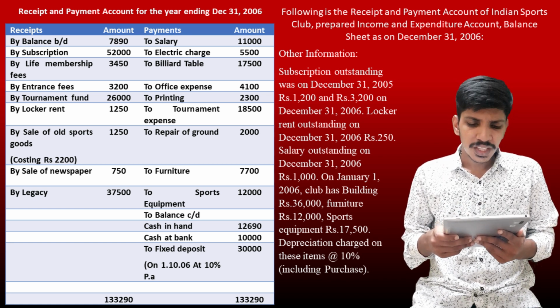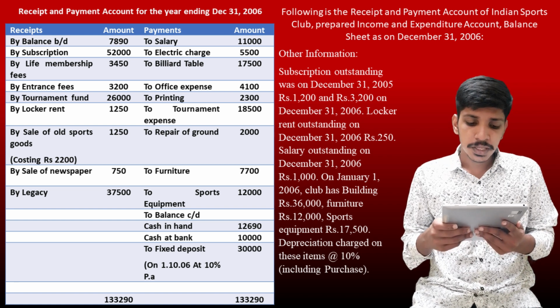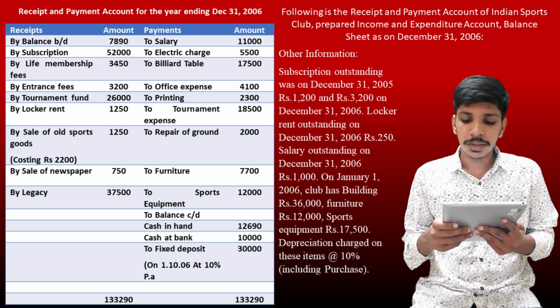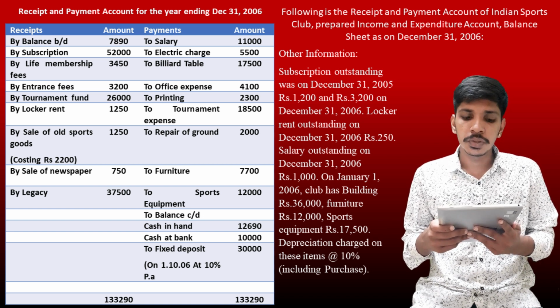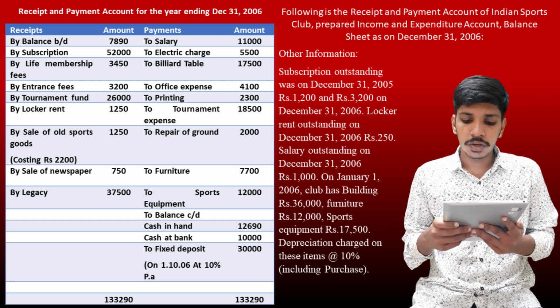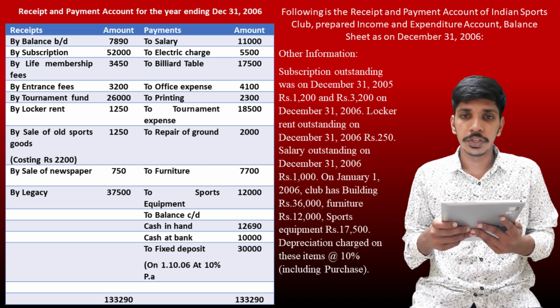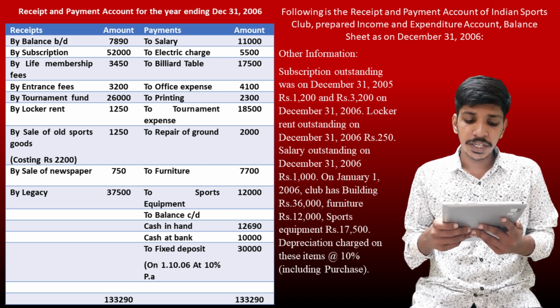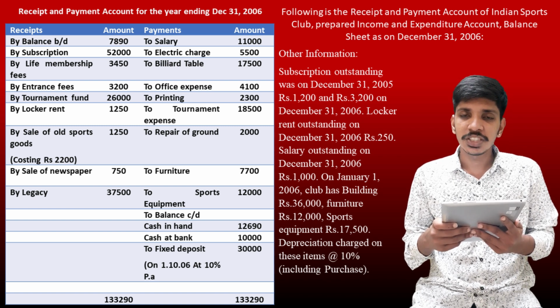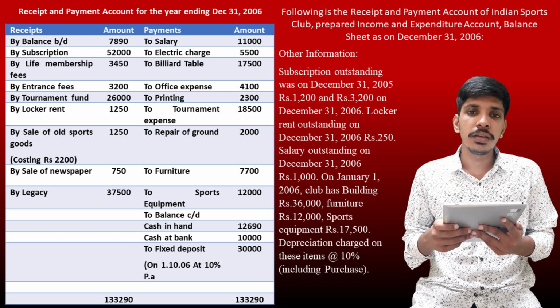1,33,290. The other information: subscription outstanding was rupees 1,200 on 31st December 2005 and 3,000 on 31st December 2006. Locker rent outstanding on 31st December 2006 amounts to rupees 250 and salary outstanding on 31st December 2006 amounts to rupees 1,000. On 1st January 2006, the club has a building of rupees 36,000, furniture at 12,000, sports equipment 17,500, depreciation charged on these items at 10% including the purchase.